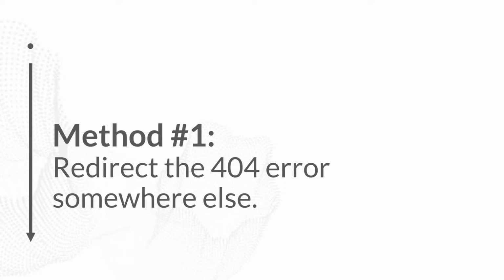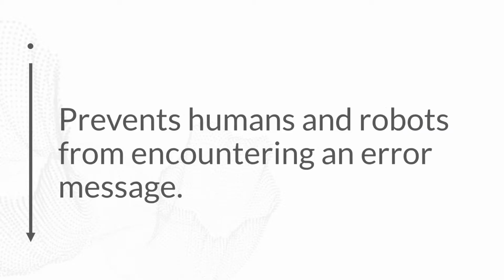The first method that you can use to fix a 404 error is you can redirect that 404 error somewhere else. And what you're doing here is you're saying, okay, people are attempting to access this 404 page. They're trying to access this old URL, this broken URL on my website. Instead of letting people access that old URL, I'm going to redirect people over to a working page on my website. And by redirecting people over to a working page on your website, you're preventing people from even being able to see that error page. They aren't going to encounter that error page anymore. And this works for both humans and robots.